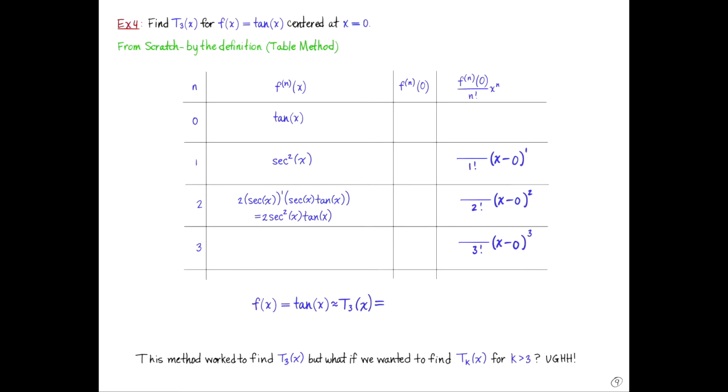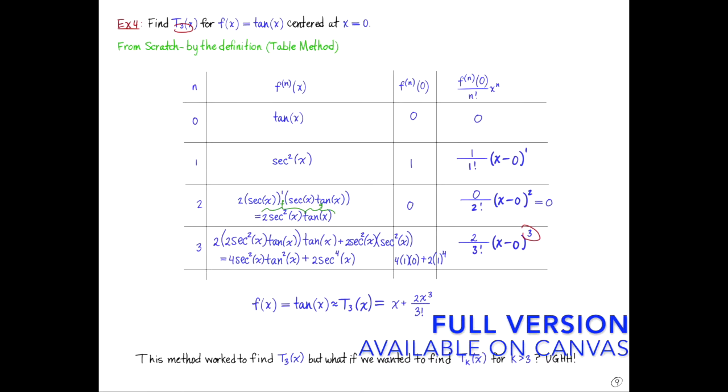We want to find the third degree Taylor polynomial for f of x equal to tan x centered at x equal to 0. Unlike our last example, the derivatives in this one were not easy. And while we could find the third derivative, I certainly wouldn't want to have to keep going to try to find the fourth derivative or anything greater than that. Do we have any other options that we could fall back on?